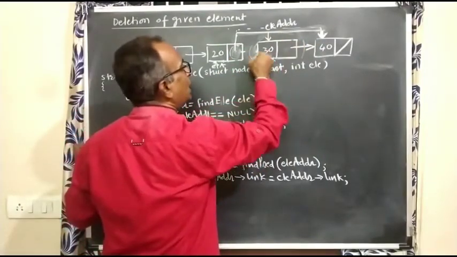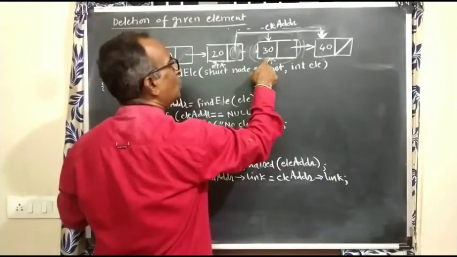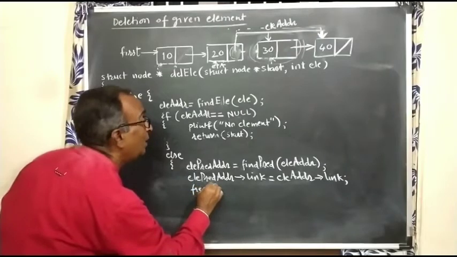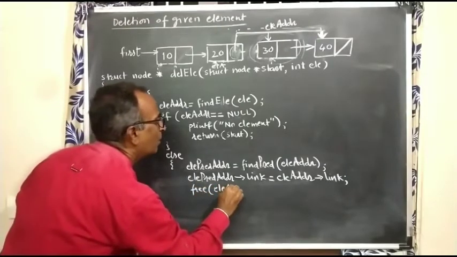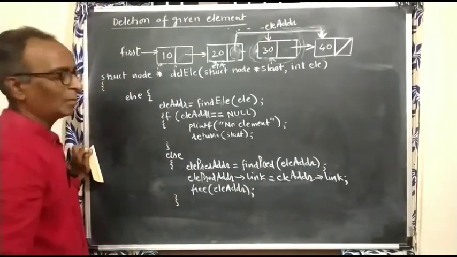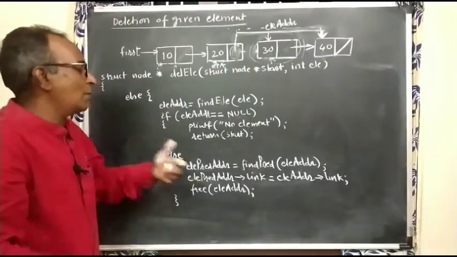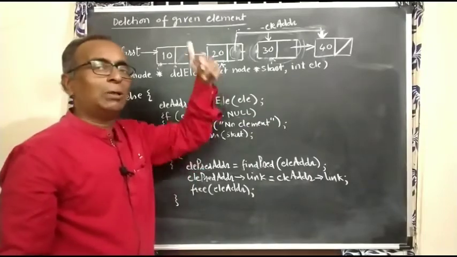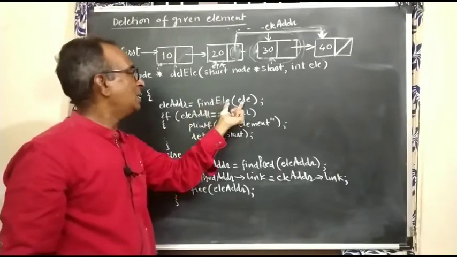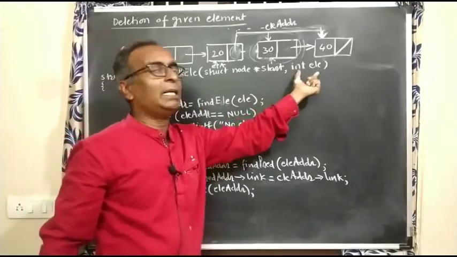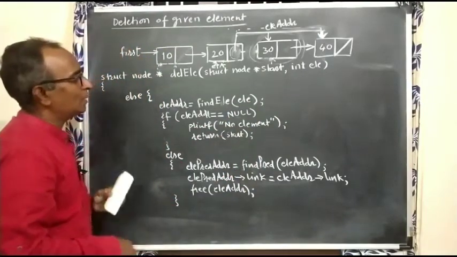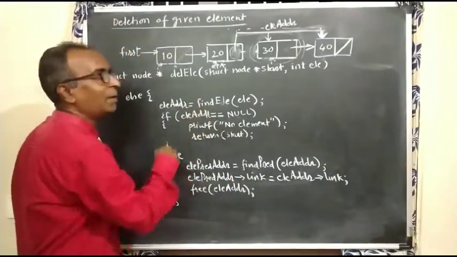Now you have to free this node. What is pointed to this node? Which pointer is pointing? Element address. So I'll say free element address. That's it. Now this will be simple. Now whatever logic for find element, that we will write. Now what will be the signature of find element? It is taking an element. What is the type of element? Integer, right?